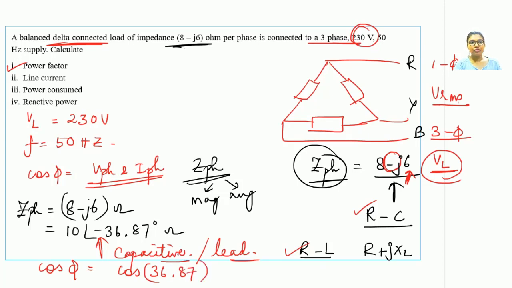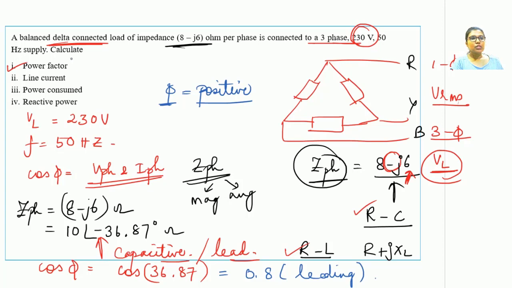Please do not take cos of negative 36.87. The value of phi is always positive. It was already being told to you in the single phase circuit numericals. The negative or the positive angle associated with this tells you whether the circuit is lead or lag type, indirectly whether it is inductive or capacitive. So the cos of 36.87 comes out to be 0.8, and one has to mention the type of the circuit, it is leading. So with this we have solved the first bit.